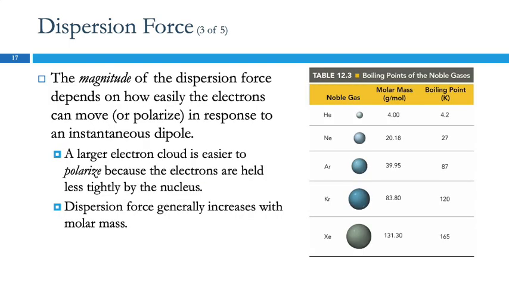The size of that force, the magnitude of it, will depend on how easily the electrons can move. How easily can this atom or molecule get lopsided, have this spontaneous charge imbalance, and how easily influenced is it by other atoms? So what we find is that a larger electron cloud is going to be easier to polarize because the electrons are held less tightly by the nucleus, whereas a smaller one is less easy to polarize.